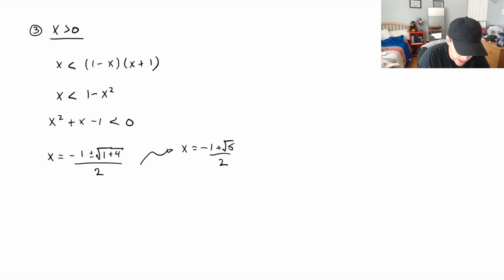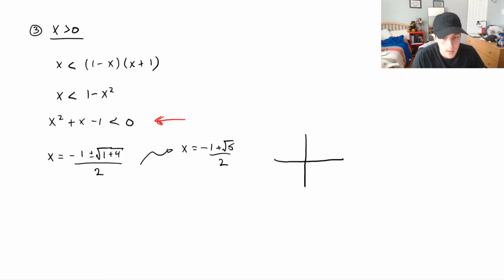So now looking at this inequality that we're finding the roots of this quadratic for, we're looking for the regions where the function is negative, right? So if we were to draw this out, we would see that one of the roots is going to be negative, because -1 minus square root of 5 over 2 is negative. The other root we know is positive. So it's going to look something like this.